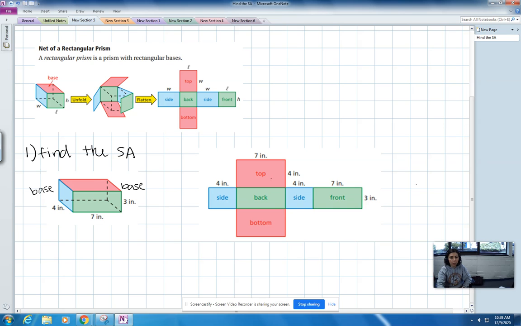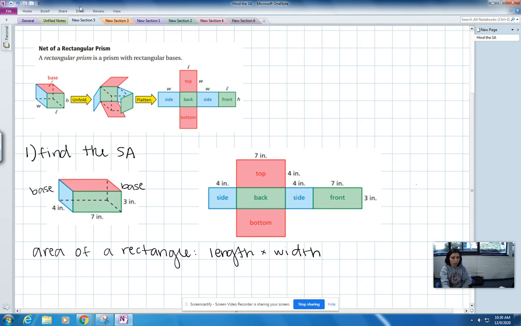So what we're going to do is we're going to go one by one, finding the area of each of these rectangles, the top, back, bottom, front, side, and side. And then we're going to add them all together to get our final surface area, the area of the whole surface. So I need to back up and remember, how do I find the area of a rectangle? The area of a rectangle is length times width. We multiply the length and the width.